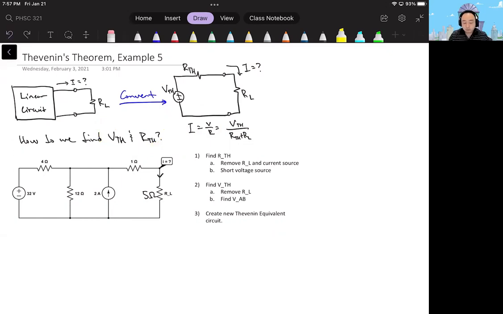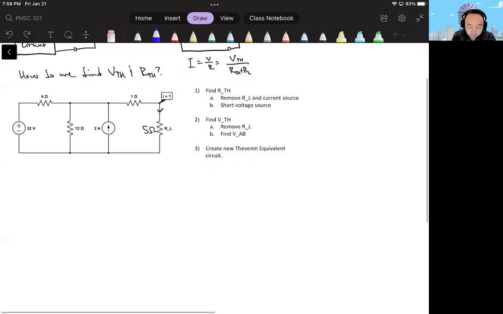Just like many of our methods before, there's a systematic step-by-step approach that we like to use. If we follow these steps, there are really just 3 major steps, though you can break them up into smaller steps. First is finding RTH, second is finding VTH, and then you want to create the new Thevenin circuit, which is this model here, and solve for whatever it is you need to solve for. So let's take this step by step. Given this circuit here, maybe before I even do this, go ahead and pause the video and try it for yourself. All right, so moving on.